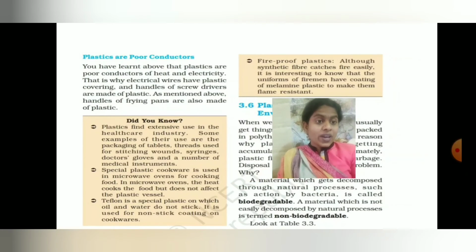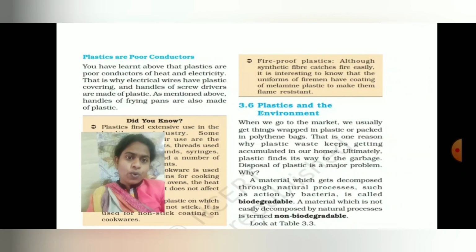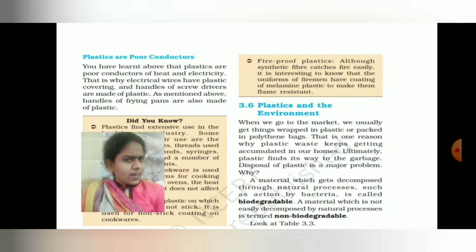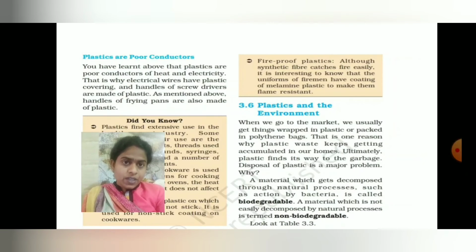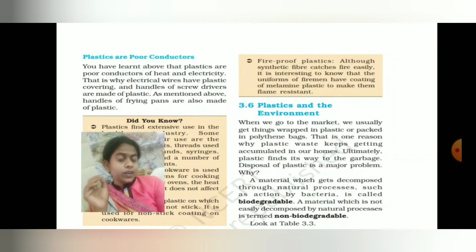Plastics are poor conductors. So what does poor conductors mean? You have learned that plastics are poor conductors of heat and electricity. That's why electric wires have the plastic covering and the handles of screwdrivers are made up of plastic. As mentioned above, handles of frying pans are also made up of plastic. So you already know that.